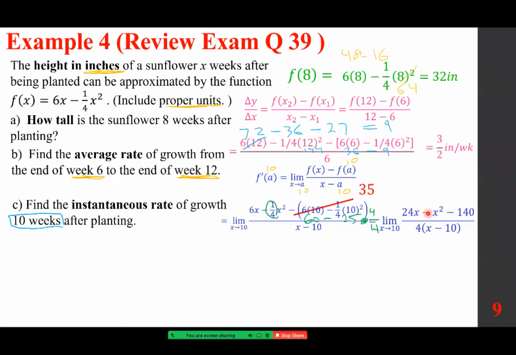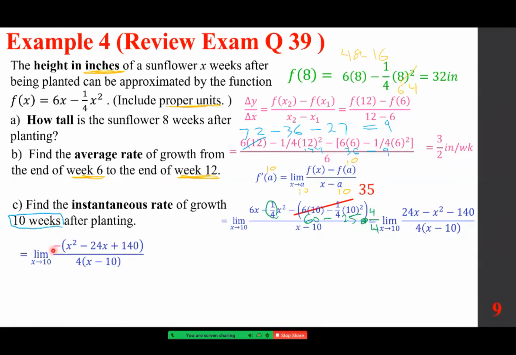And I'm going to factor out the negative sign. So when I factor out the negative sign, it becomes minus parentheses x squared, this becomes negative 24x, this becomes positive 140. So pay attention to the fact I took the negative sign and I brought minus x squared. First, I made it positive x squared.